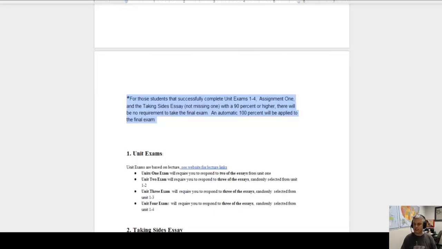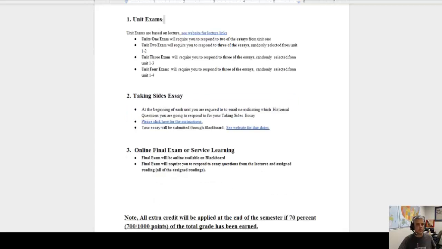This piece of information here might really spur some incentive for you, though. For those students that successfully complete unit exams 1 through 4, assignment 1, and the taking side essays with a 90% or higher without missing one of them. So if you miss one of them, then this deal is off, whether you can make it up or not, whatever the case is. There will be no requirement to take the final exam. Right, so keep that in mind. An automatic 100% will be applied to your final exam, in other words.